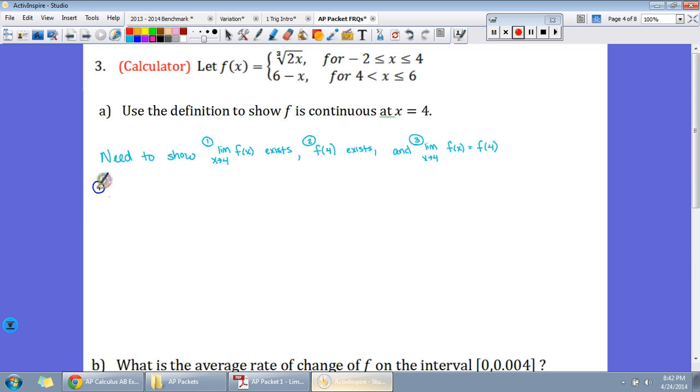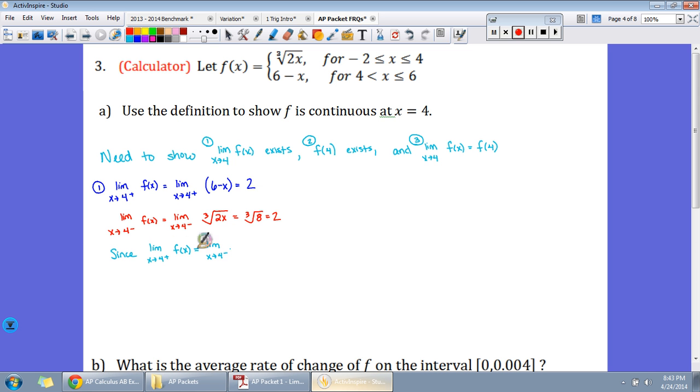I'm going to do the right side first. So the limit as x approaches 4 from the right of f of x, you take the function that's to the right of 4, which is 6 minus x, and you plug in 4 to get 2. Then we're going to do the limit as x approaches 4 from the left of f of x, and that's the negative 2 to 4 section, which is the cube root of 2x. When you plug in 4, we're going to get the cube root of 8, which of course is 2. Since the right side equals the left side, we can say that the limit as x approaches 4 exists.